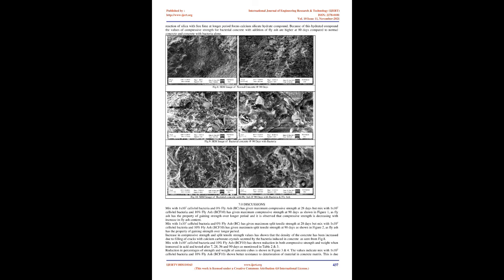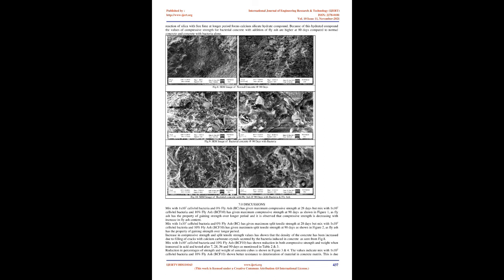Figure 9 shows a good amount of calcium content along with greater amount of silica due to addition of fly ash. From the micrographs it can be seen that increase in calcium content caused a more compact, finer and denser matrix, indicating fly ash particles fill in the gaps in concrete. Due to reaction of silica with free lime over a longer period, calcium silicate hydrate compound forms. Because of this hydrated compound, the values of compressive strength for bacterial concrete with addition of fly ash are higher at 90 days compared to normal concrete and concrete with bacteria alone.